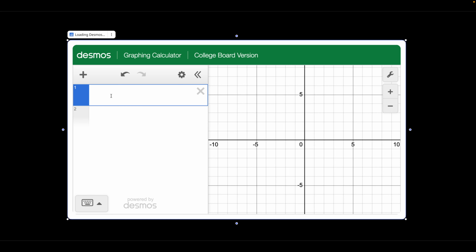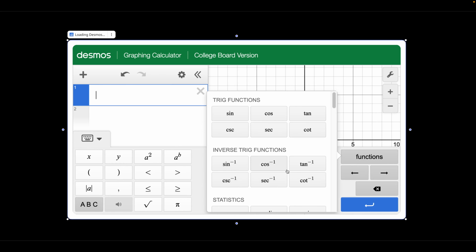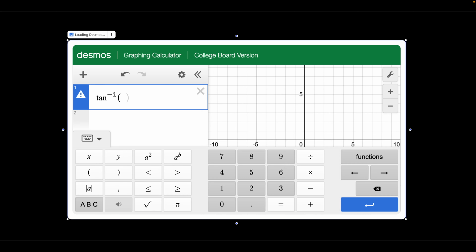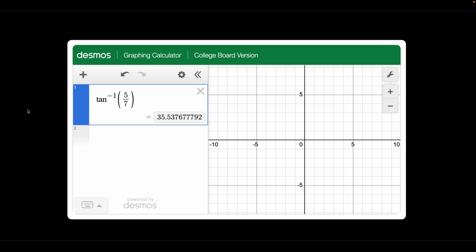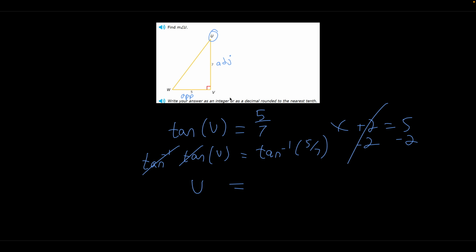I'll show how to do it on the Desmos calculator really quick. Maybe the easiest way is to go down here, go to functions, and here is the inverse tangent function. You could also type this out, but this is nice with the parentheses. Then it's just 5/7, and this is telling me that the angle measure is 35 point something, so 35.53. When we go back, it says round to the nearest tenth, so our final answer for angle U is 35.5 degrees. Whenever it's inverse sine or inverse cosine, whatever function you have, you just do the inverse of it.